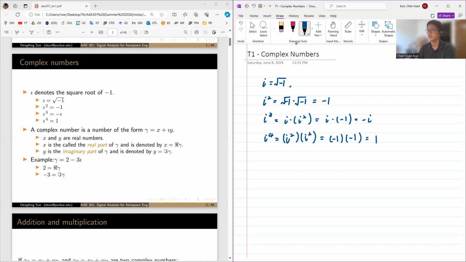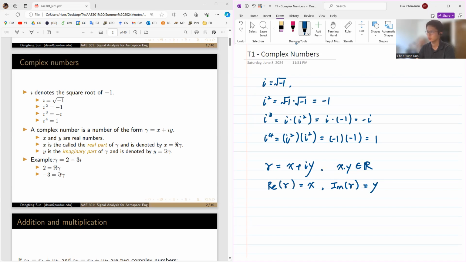Now let's take a look at the definition of a complex number. So a complex number, gamma, is a number that is in the form of x plus iy. So here, x and y are real numbers. And moreover, we say the real part of the complex number gamma, which is denoted by Re(gamma), will be x. And then the imaginary part of the complex number gamma will be denoted by Im(gamma), and that's gonna equal y.